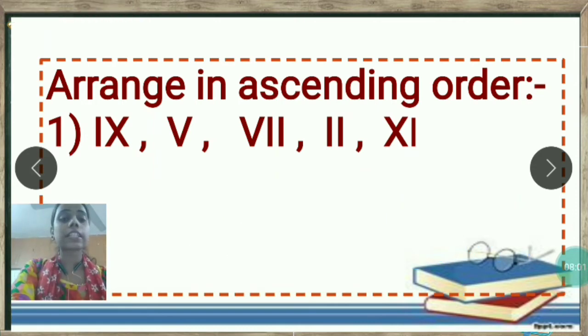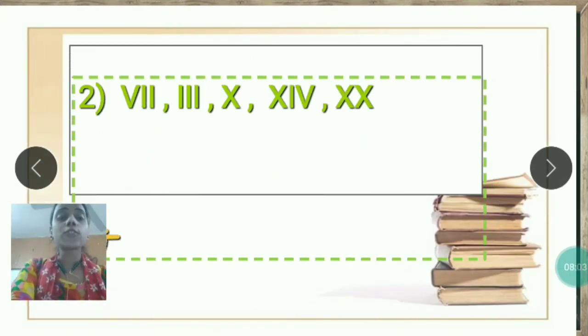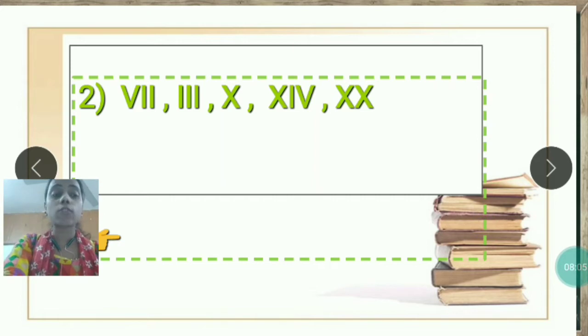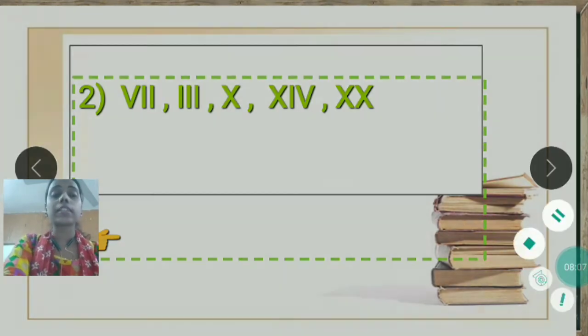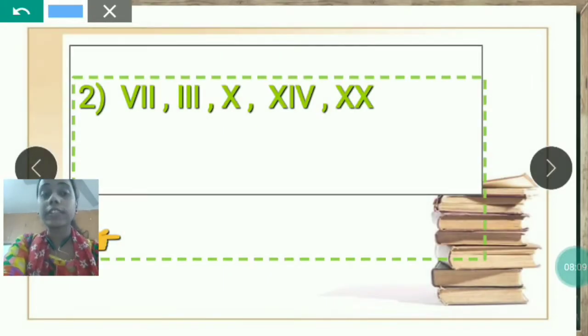Let's move to another example. Here, student, we have to arrange again all the 5 Roman numerals in ascending order. So first of all, see the value. So it is 7, I plus I 3.